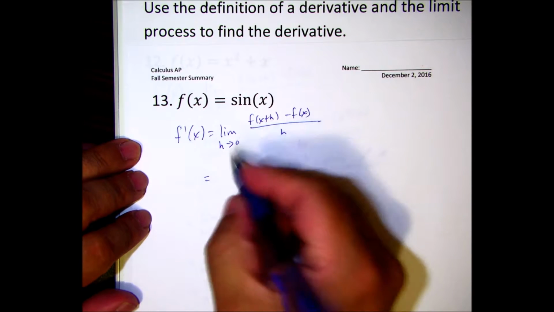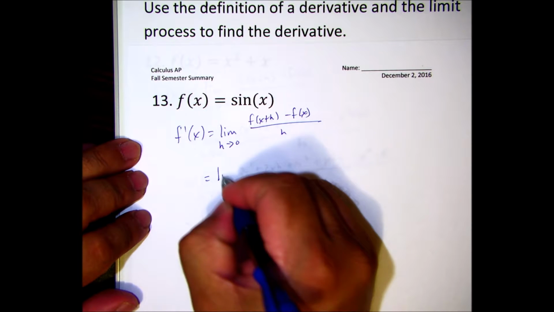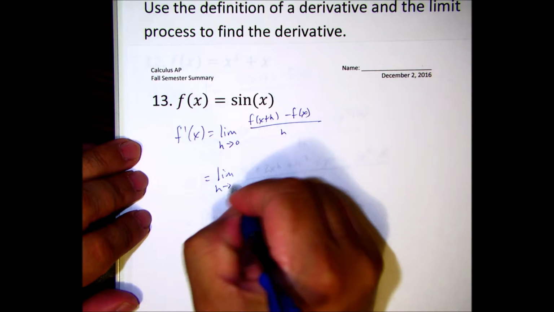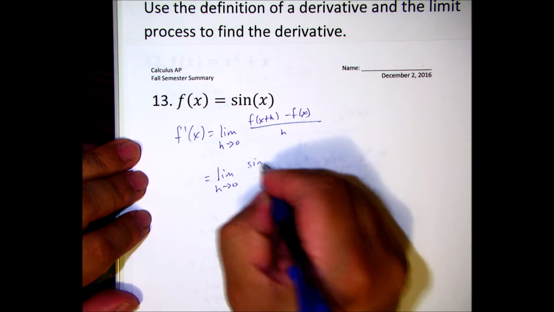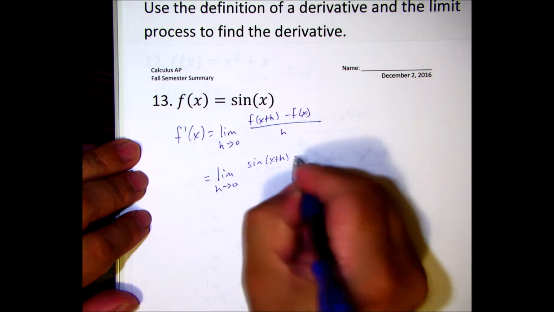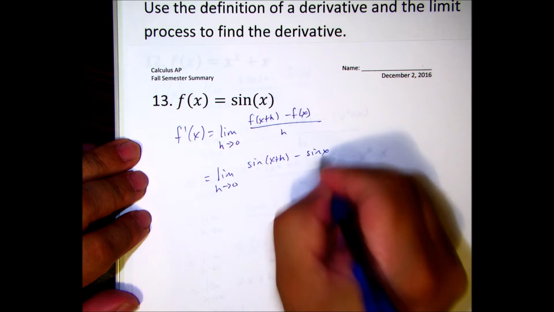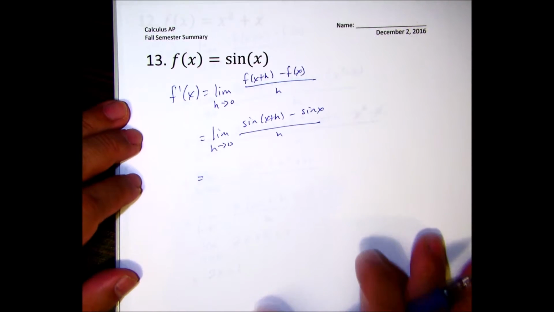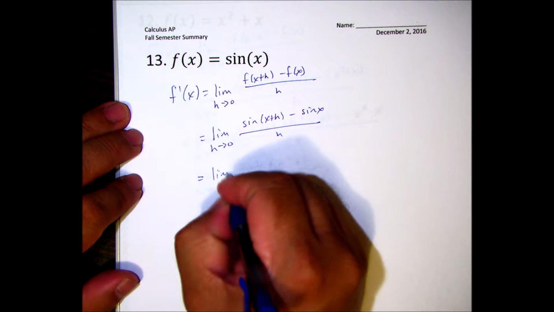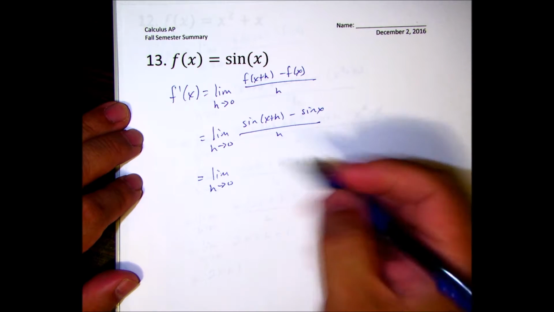Alright, let's plug in the function we have. So our function is sine, so it's sine of x plus h minus sine of x over h. We're going to use the sum of two angles formula. I hope I remember it correctly.